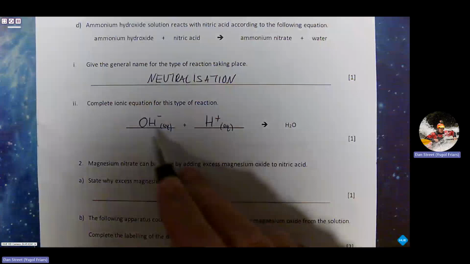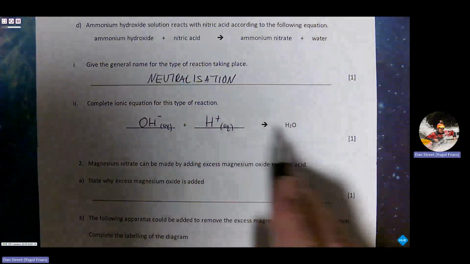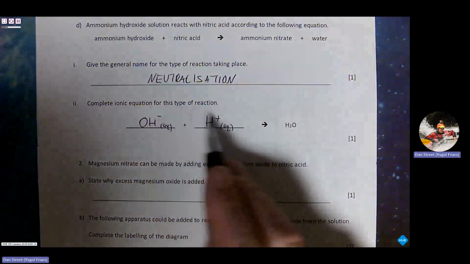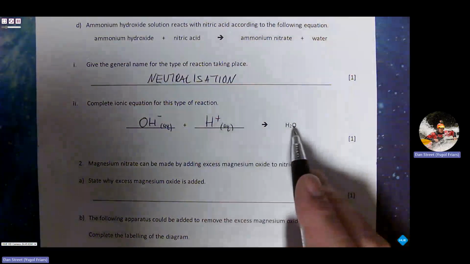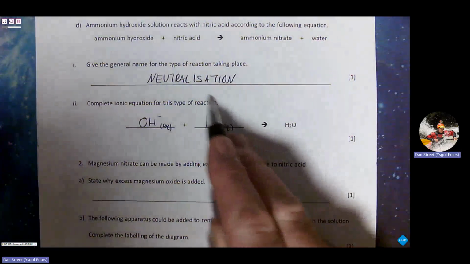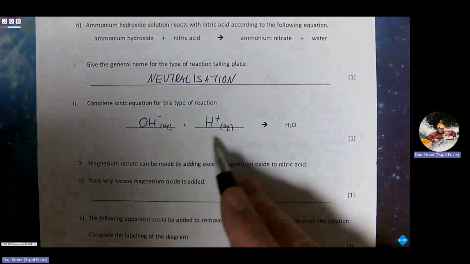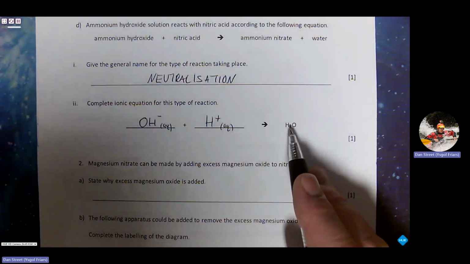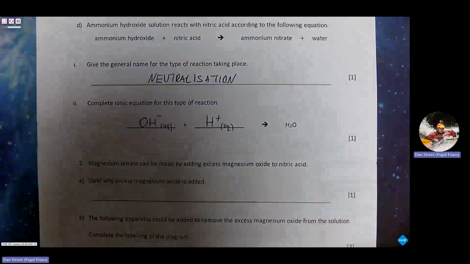Now if we check here, we've got 1 oxygen on this side of the arrow and 1 on that side. We've got 2 hydrogens on the left-hand side of the arrow and 2 on the right-hand side. These two cancel each other out electronically, and consequently we've got no charge on this side. Okay, so that's the finished question there.